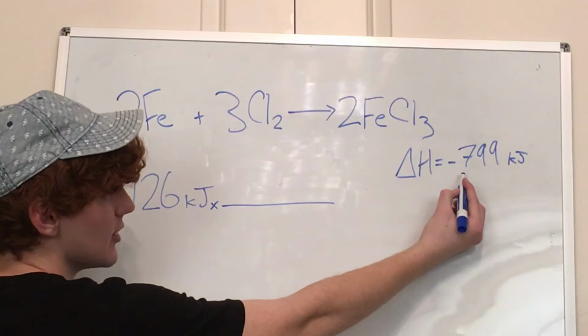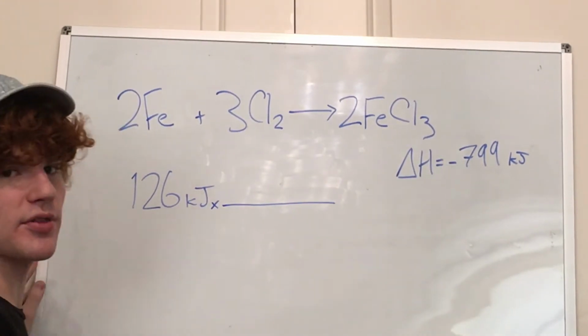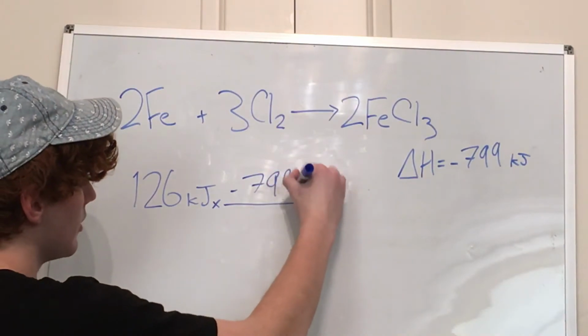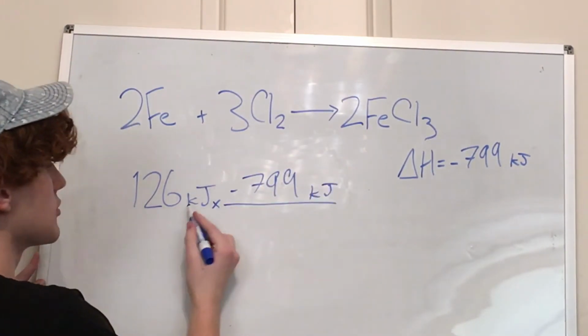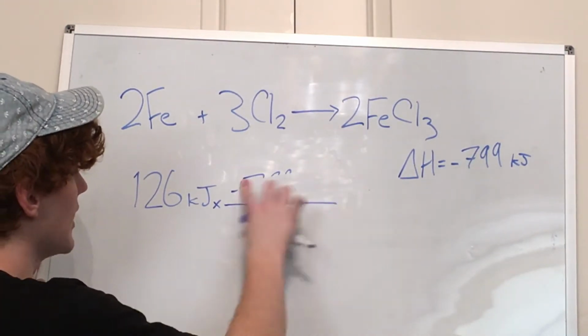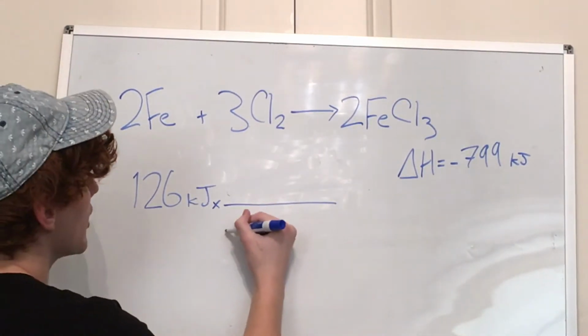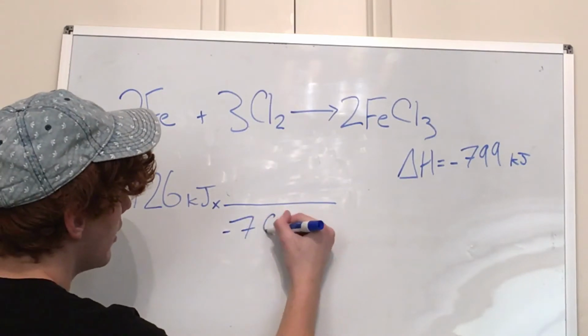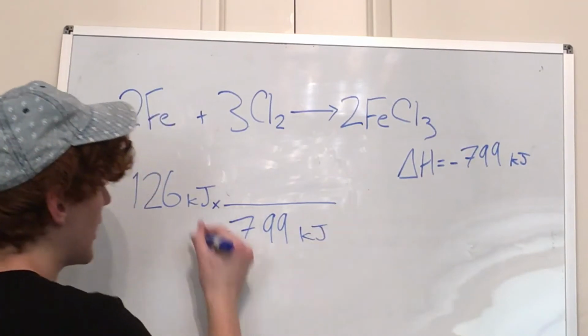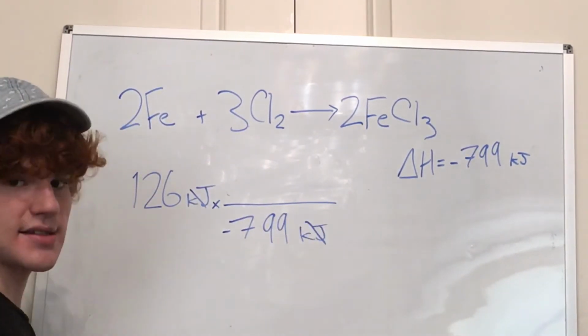this number right here, and if you remember, last time we put that number on the top. But if we put 799 on the top, these kilojoules wouldn't cancel out, right? Because they're both on the top. So in order to make them cancel out, we're going to put it on the bottom. All right? 799 kilojoules on the bottom. That way, our kilojoules cancel out, and it's nice and pretty.